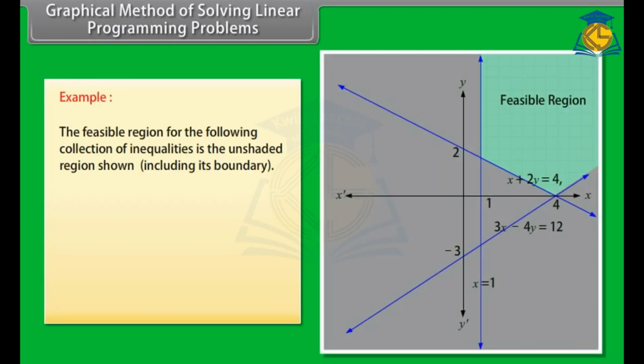Example. The feasible region for the following collection of inequalities is the unshaded region shown, including its boundary. 3x minus 4y is smaller than or equal to 12. x plus 2y is greater than or equal to 4. x is greater than or equal to 1. y is greater than or equal to 0.